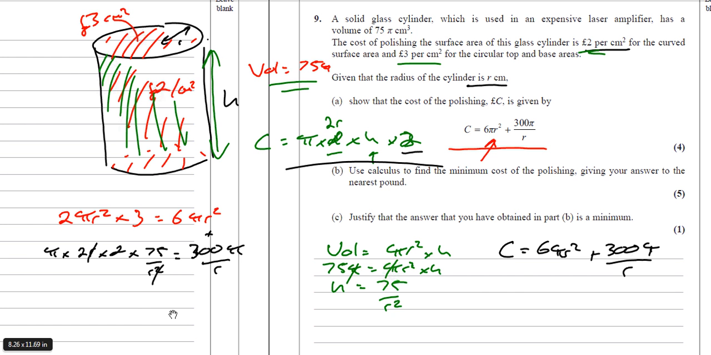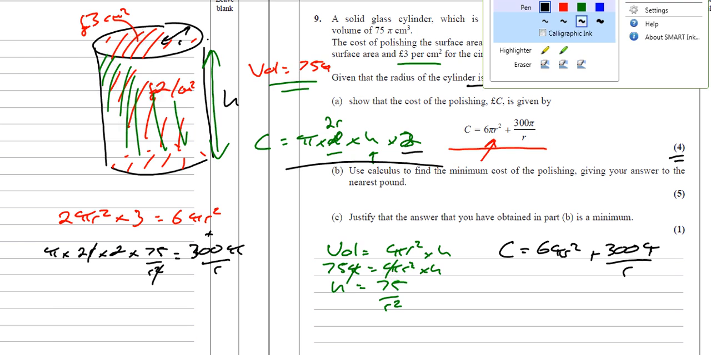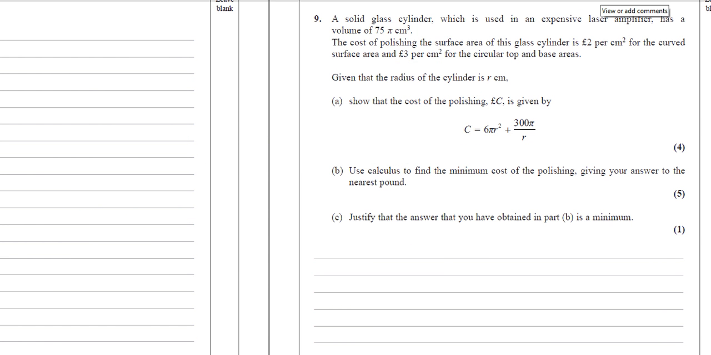Fantastic. So that's how you do that one. It's a little bit easier than the previous question, but 4 marks nonetheless if you can do it. And again, even if you can't do it, it doesn't matter, because we're going back to this question here, where we've got to use calculus to find the minimum cost.